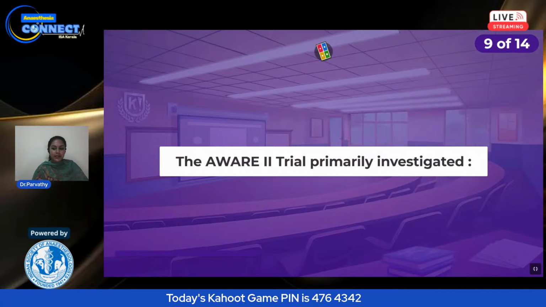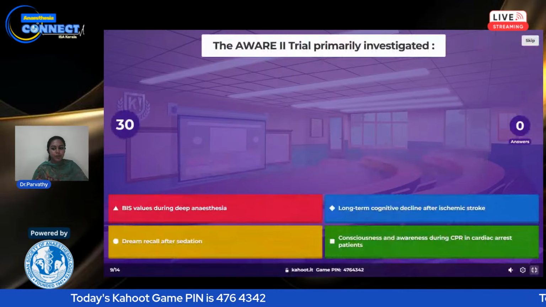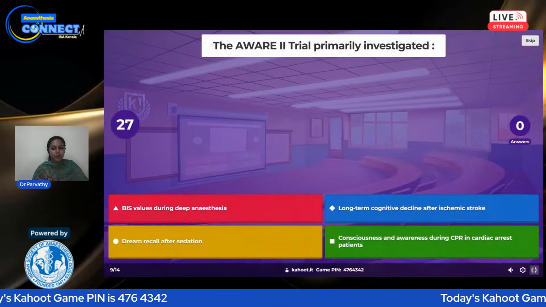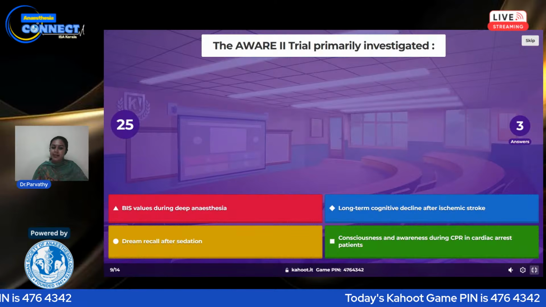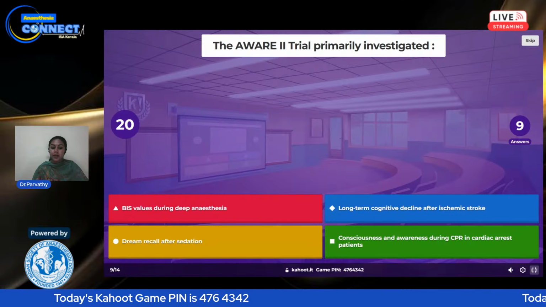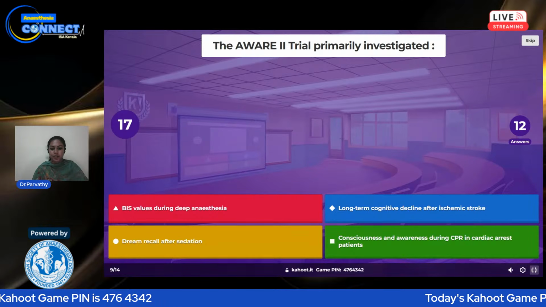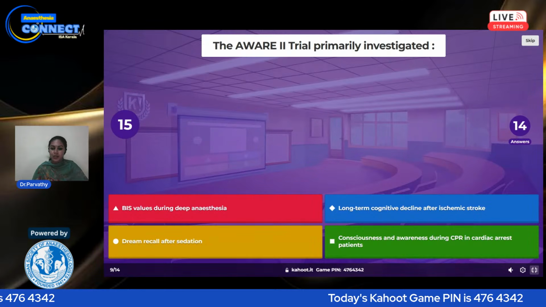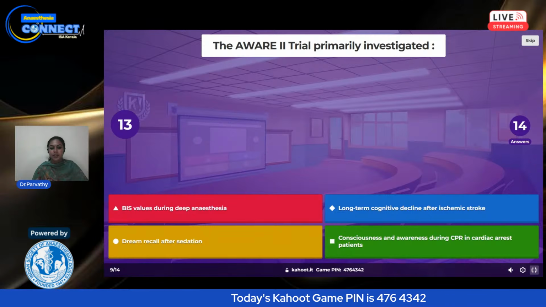The AWARE-2 trial primarily investigated. First option, BIS value during deep anesthesia. Second option, long-term cognitive decline after ischemic stroke. Third option, dream recall after sedation. And fourth option, consciousness and awareness during CPR in a cardiac arrest patient.